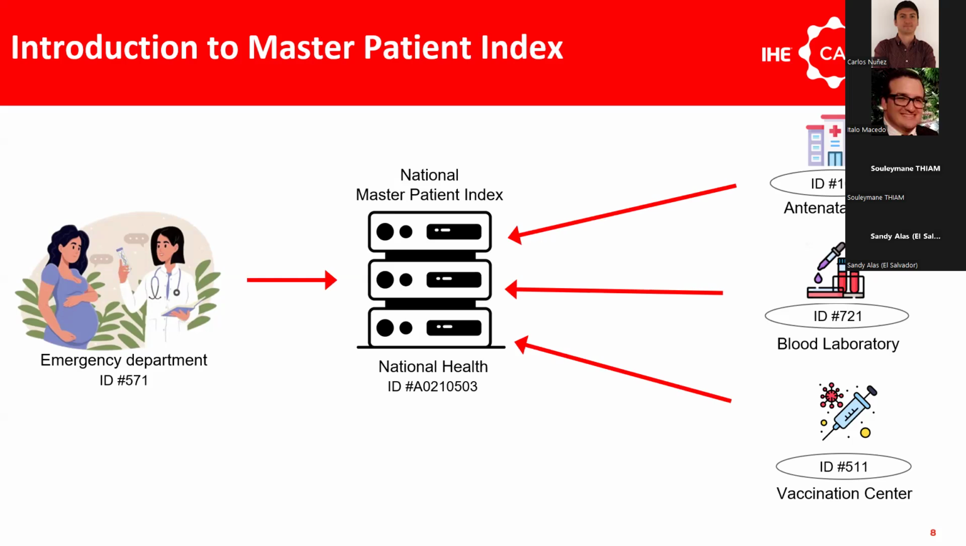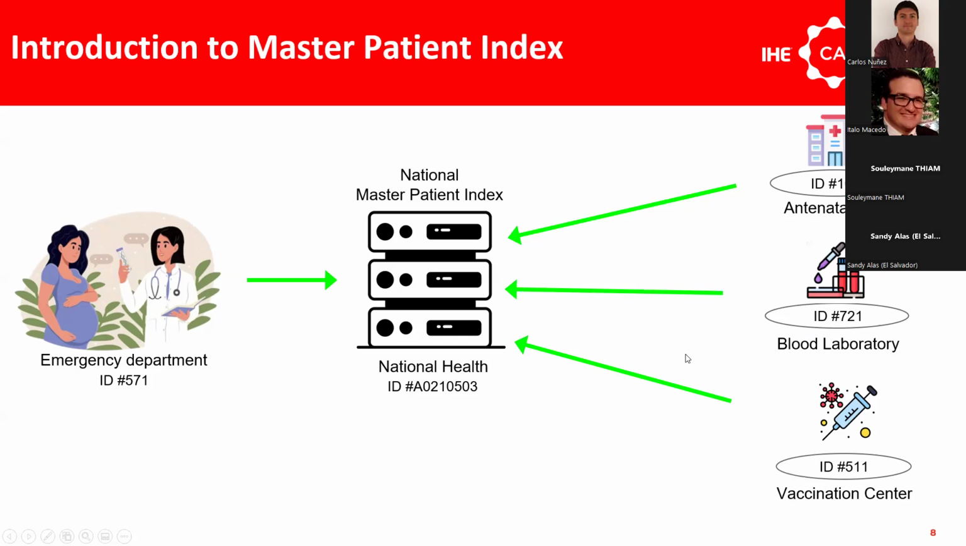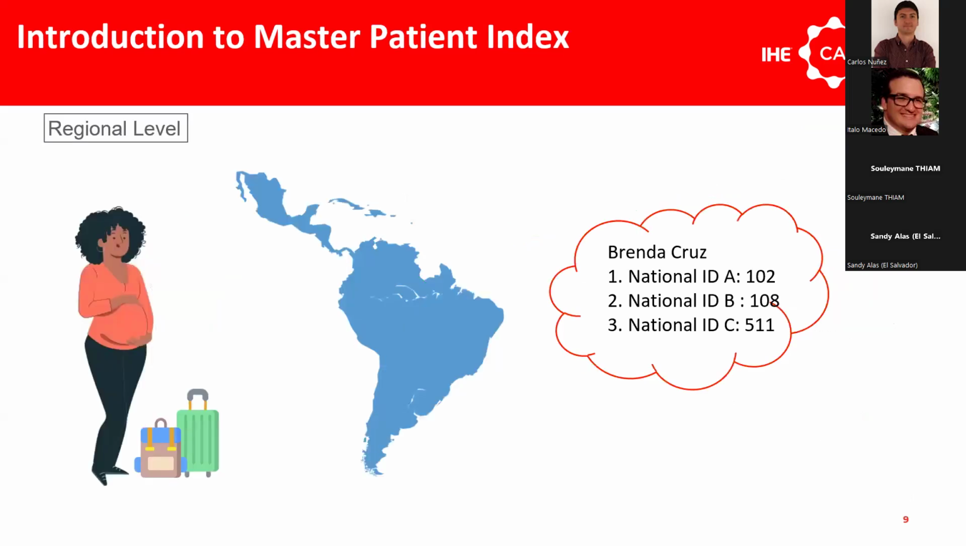The last thing to know is also about the MPI. In the MPI, you can provide a unique identifier. It can be, for example, in Colombia. Brenda lives in Colombia. In the MPI, you can provide one unique identifier for Brenda, and that unique identifier can be used in the future. So this is what happens at the national level. At the national level, you have several systems around the national MPI, and they can share together the identifier of the same patient. Now, what happens at the regional level?